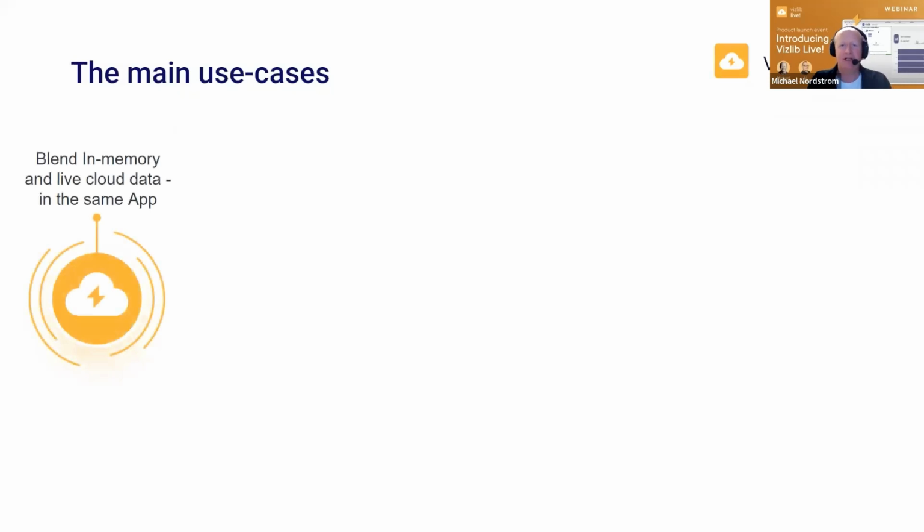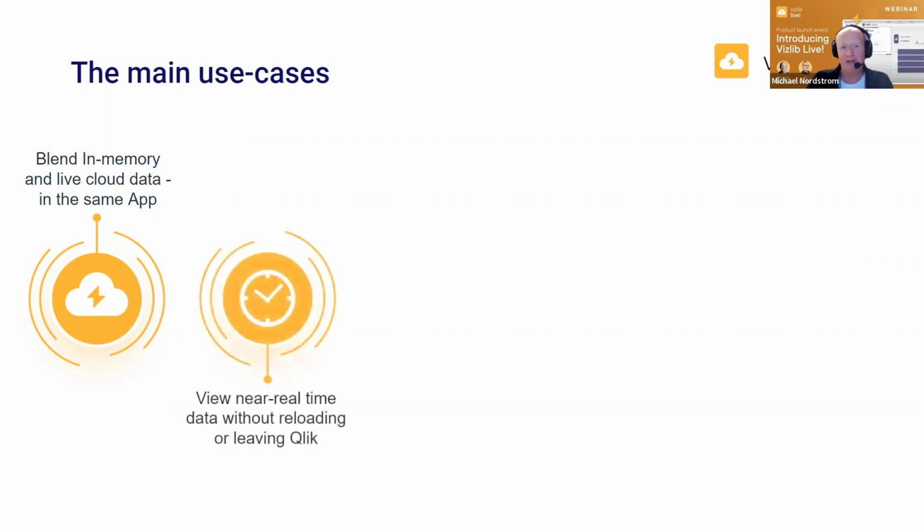I'll soon demo, but first to go through the use cases that we think we have. And obviously there can be more of these use cases. The first one we see is that we solve the situation where you want to blend data in Qlik with cloud data from, for example, Snowflake. You want to be able to do this while maintaining the Qlik functionality and without moving the data out of Snowflake, which otherwise would be difficult, but is something that we can solve with Vizlib Live. This also means that you can access near real-time data because we're accessing the data where it sits in Snowflake without reloading or leaving Qlik.